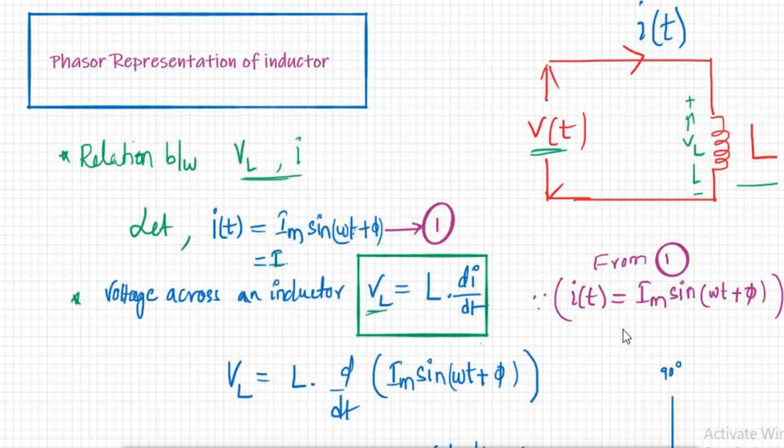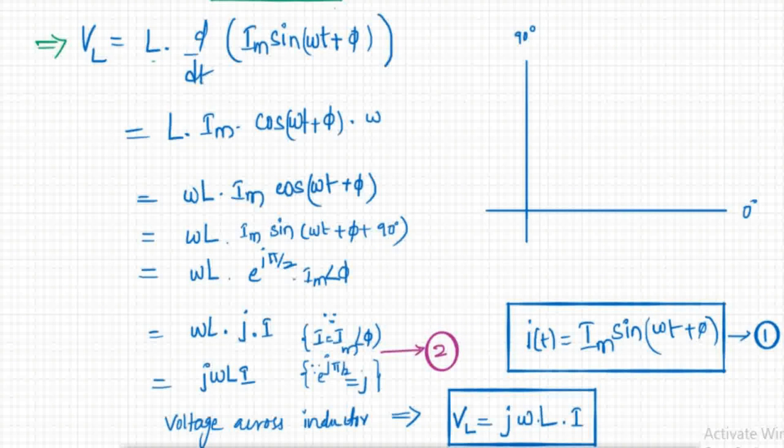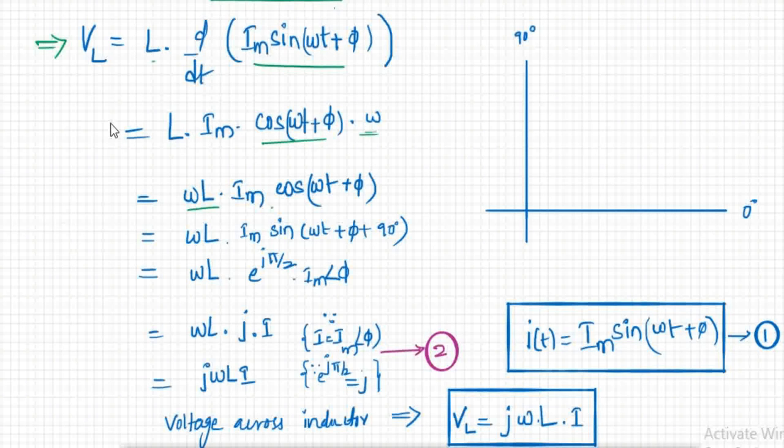Now let us find the voltage across inductor, that is VL equal to L into d by dt. In place of i I am replacing with the current through the inductor, that is Im sin(omega t plus pi). If you substitute the i value, VL will be equal to L into d by dt of Im sin(omega t plus pi). If you do the differentiation, I am taking Im common because it is constant, and d by dt of sin(omega t plus pi) will become cos(omega t plus pi) into omega. I am writing omega L separately and Im cos(omega t plus pi).